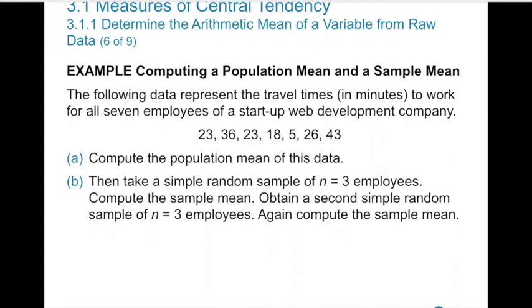But for this particular problem, they're saying, here's the information for 7 different employees, and we want to take a simple random sample of 3 of those. So a couple of ways that we could do it, we could put them in order from least to greatest and do a random number generator and say, well, I'm going to pick the first one, the third one, and the 4th one, or whatever those random numbers are, and just find the mean for those 3 values. We could put them in a hat and draw out 3. Lots of different ways that we could get a sample of 3 out of this set.